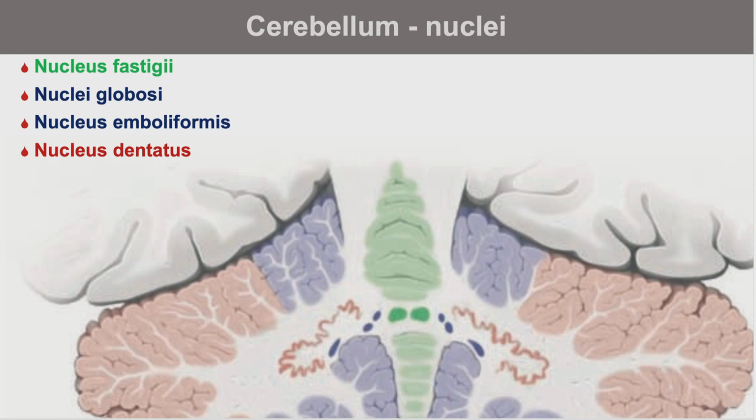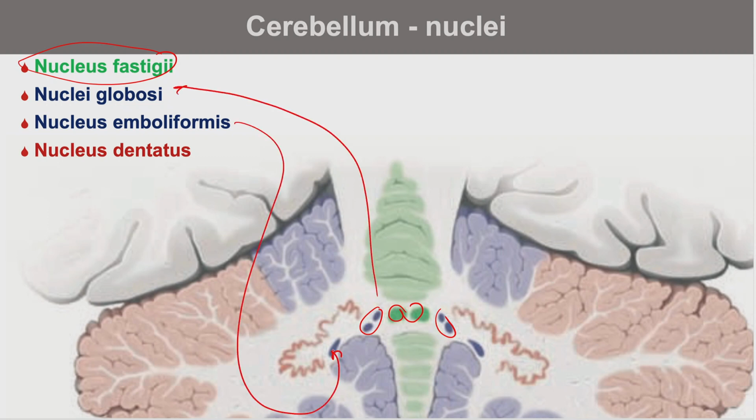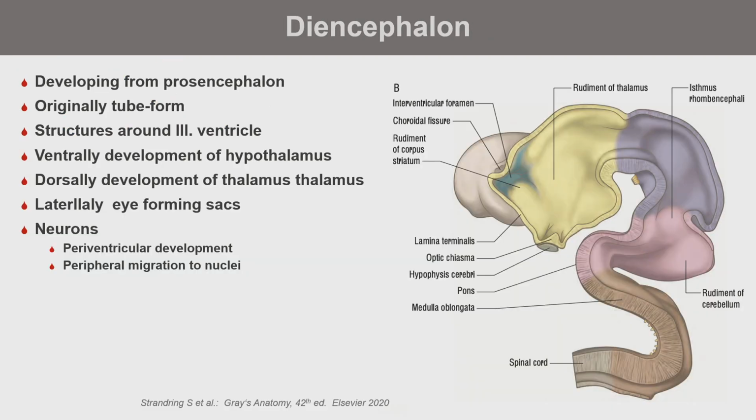There are nuclei which are associated with them. For the archaeocerebellum, the primitive fastigial nucleus. Two nuclei globosi on each side and the nucleus emboliformis are associated with the paleocerebellum. And then the last one is the nucleus dentatus with somatotopic organization, which is relaying the information to the cortex and from the cortex. So, it was a brief review.